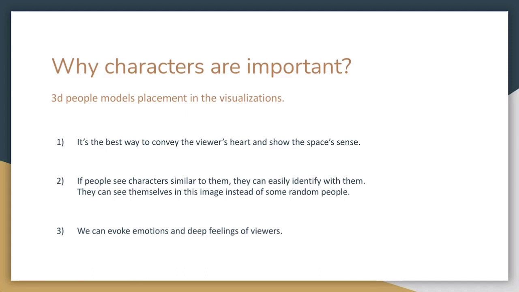Why? Because if people see characters similar to them, they can easily identify with them. They can see themselves in this image, instead of some random people. Humans are emotional creatures, and this way, we evoke emotions and deep feelings. We feel some sort of connection. This is why you can always see people in different advertisements, because it's easier for marketers to convey their message and get closer to viewers.